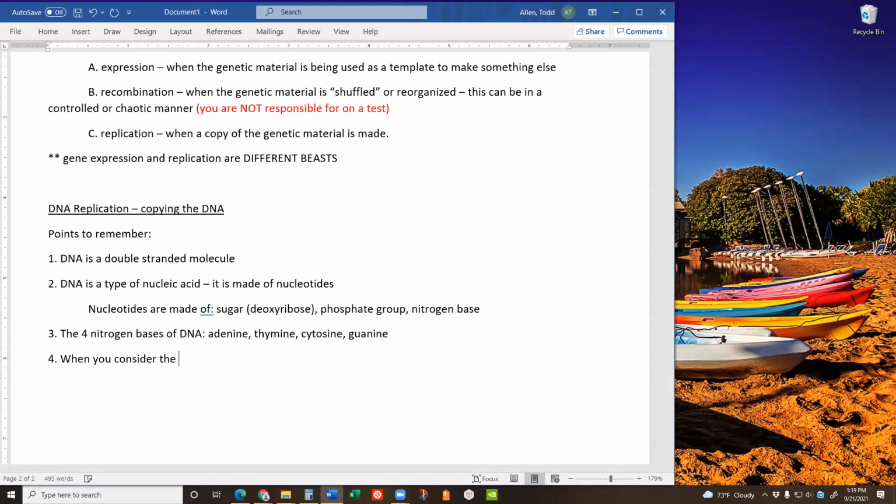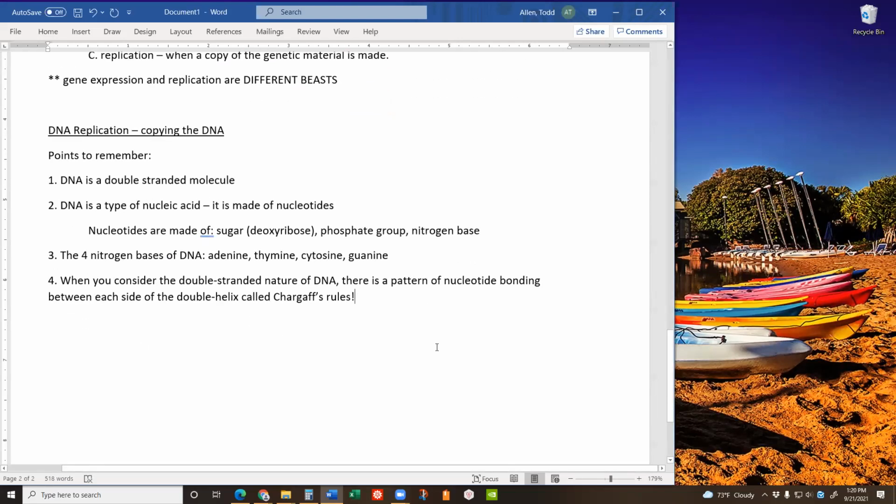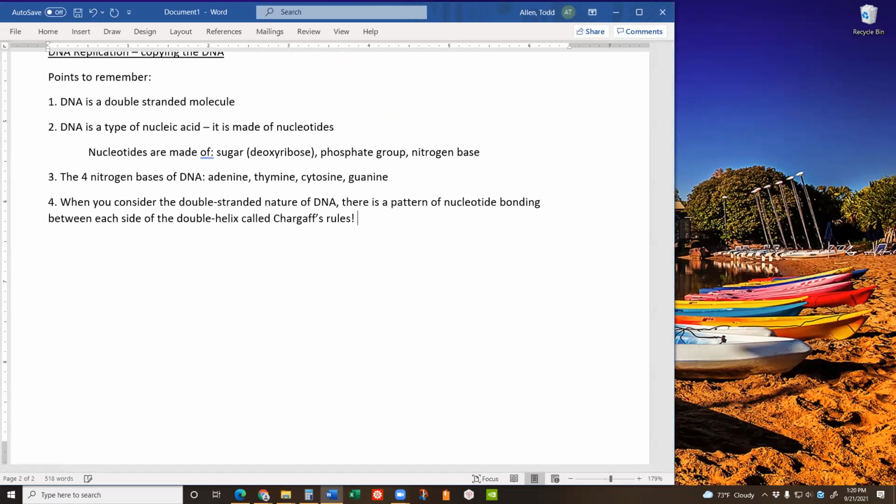When you consider the double-stranded nature of DNA, there is a pattern of nucleotide bonding between each side of the double helix called Chargaff's rules. And it reveals that every time you have an A on one side of the helix, you're going to have a T on the other side.